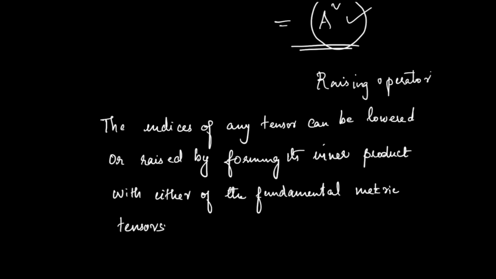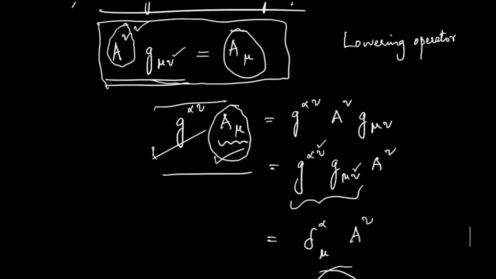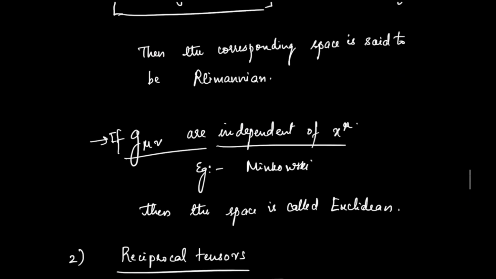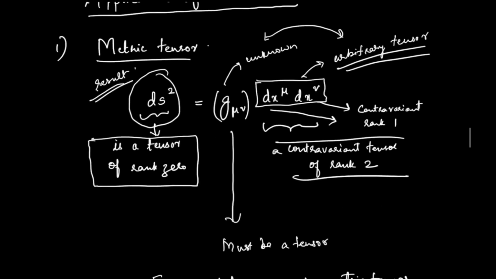Without a fundamental metric tensor, a covariant tensor cannot be converted into a contravariant one, and vice versa. So that is the importance of the quotient law and its application, and the fundamental metric tensor. Okay, so today we will stop with this.